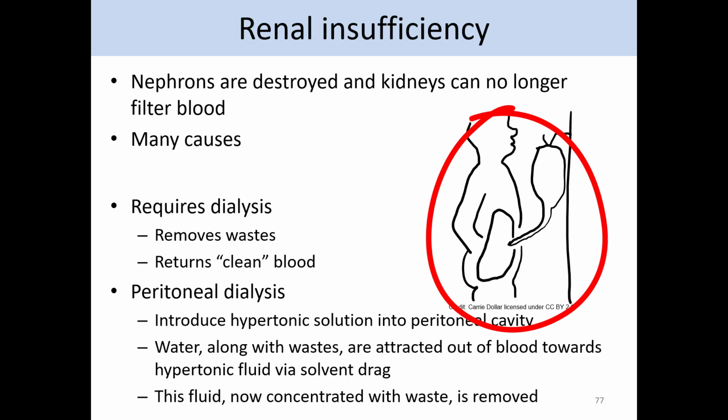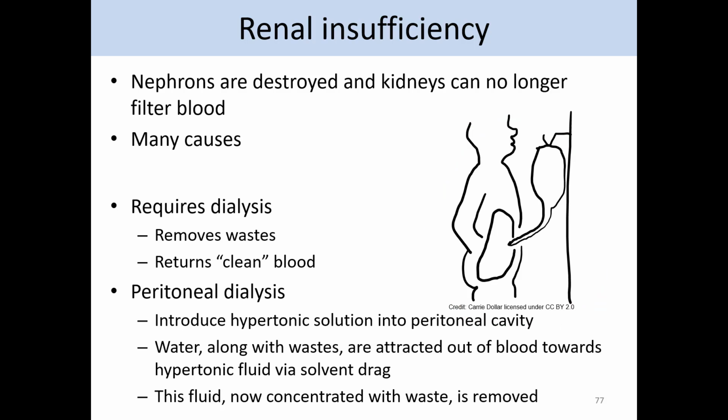Peritoneal dialysis is a form of dialysis that allows individuals to stay home for the process of dialysis. What it does is it introduces a hypertonic solution to the peritoneal cavity. So basically, individuals will have a port put in their abdomen, which leads to the peritoneal cavity. And then you can add hypertonic solutions to the peritoneal cavity. And the hypertonic solutions act as an osmotic agent, pulling water towards them. And the wastes come along with the water.